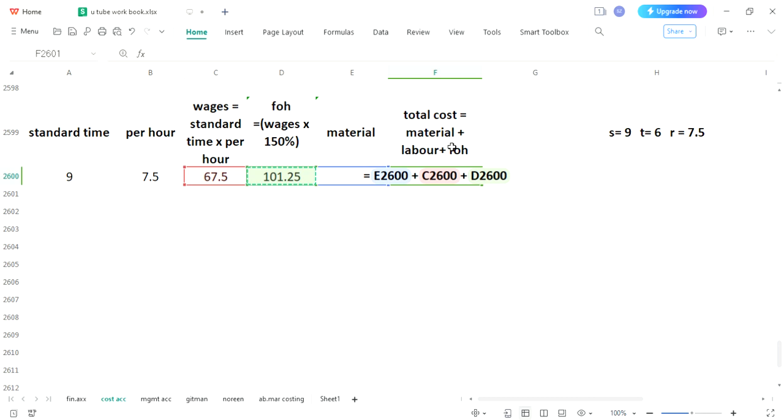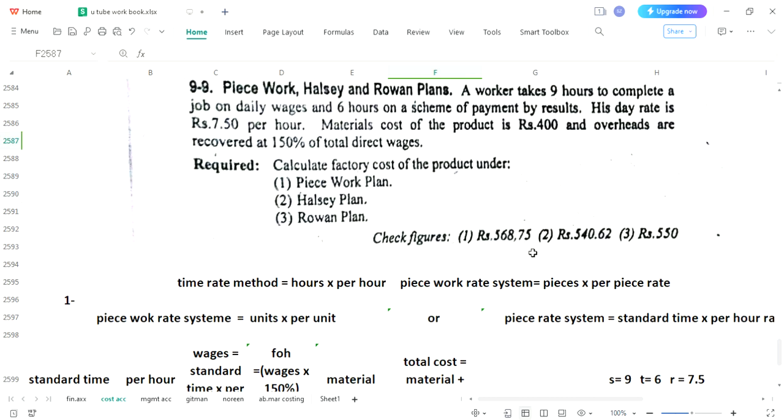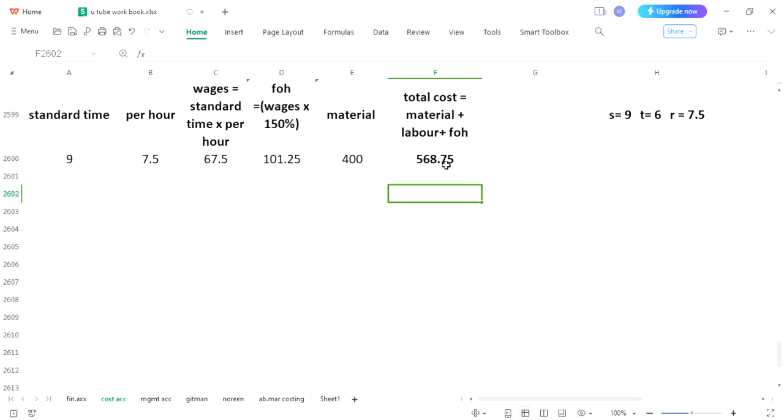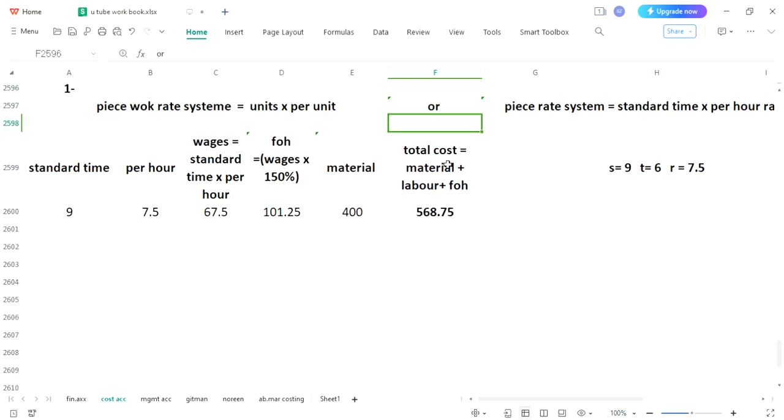So finally you have calculated your total cost, 568.75. Piecework rate system is completed. 568.75. So guys, let it be marked as our answer. First part has been completed. Now it's time to see our second part.